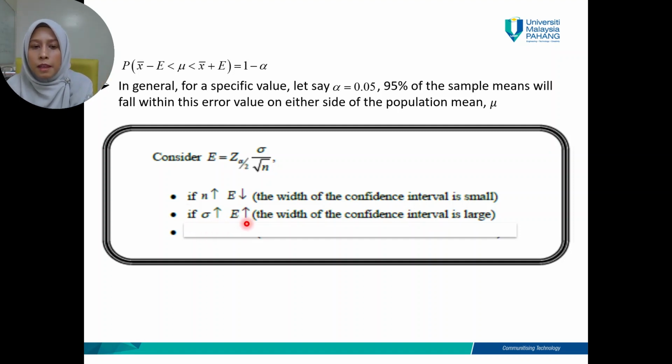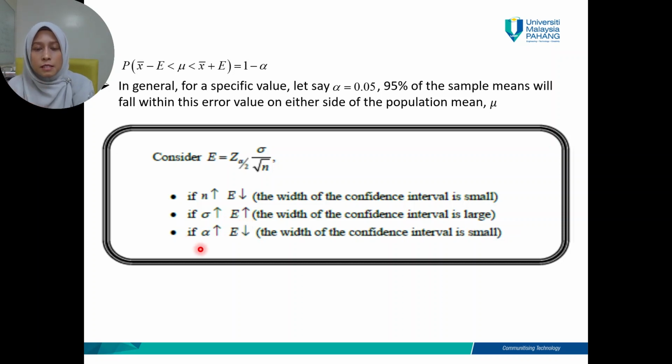And lastly is the significance level. If you still remember, significance level is given by the confidence level. For example, if your confidence level is 95%, your significance level is 0.05. Same goes here. From the mathematical logic, if your significance level increases, what will happen to this whole formula? This value will decrease.